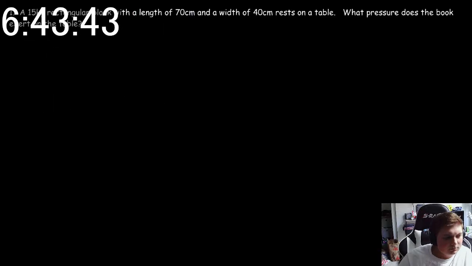Let's try this problem. A 15-kilogram rectangular block with a length of 70 centimeters and a width of 40 centimeters rests on the table. What pressure does the block exert on the table?